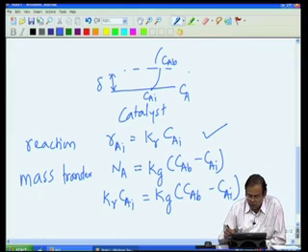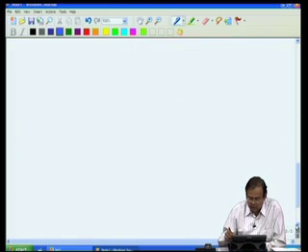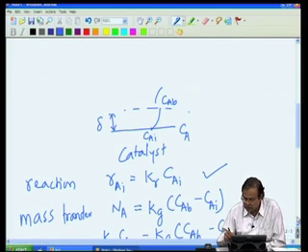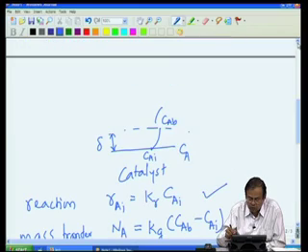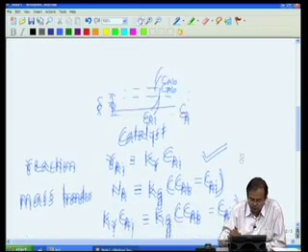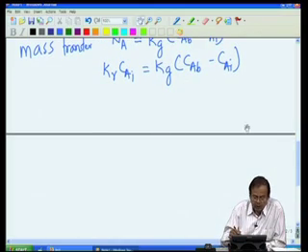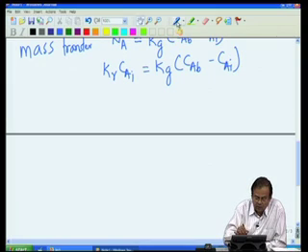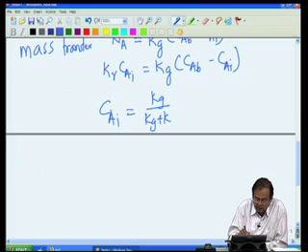If we take these two equations, and simplify a little bit, this equation in particular, and simplify, from solving for Cai, we will get Cai equal to Kg by Kg plus Kr Cab.